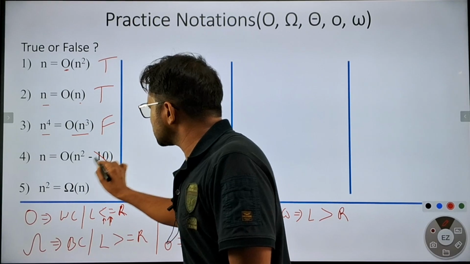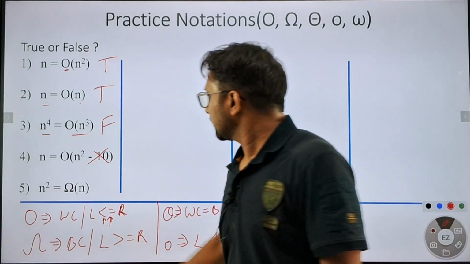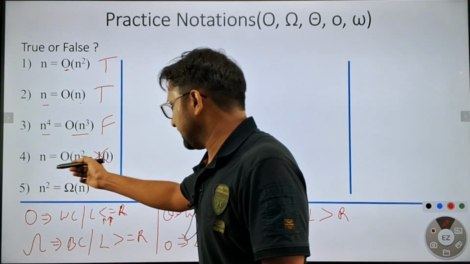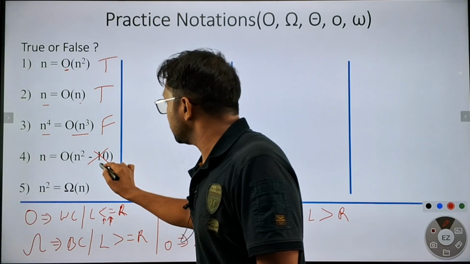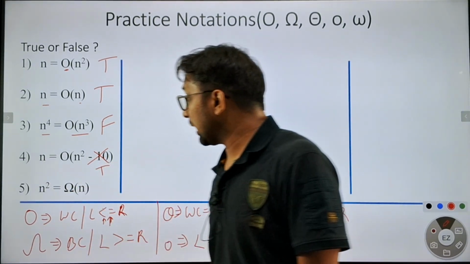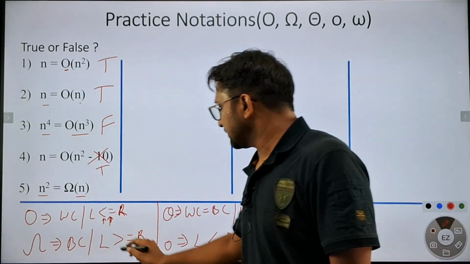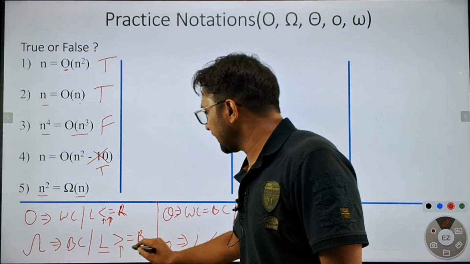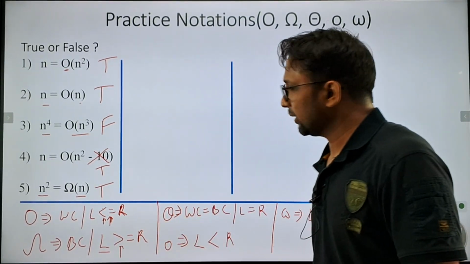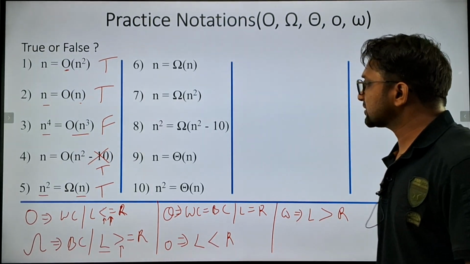This one, remove the constant, don't need to worry about the constant. So here n square is greater than n, yes, right hand side is greater, this is true. Big omega, so left hand side is greater than right hand side, yes, this is allowed, so this is also true. Fine, these are the next 5 examples.